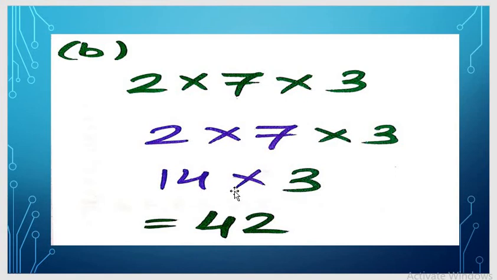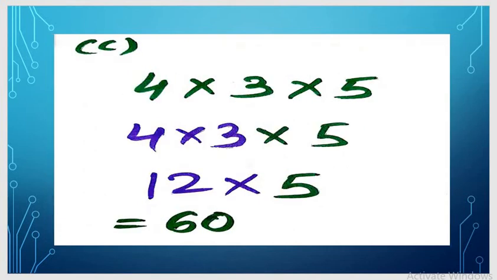We have done this in question number 1. 14 3s how many? 42. But again I'll repeat: 2 multiplied by 7 multiplied by 3. First 2 7s are 14, then multiply by 3 as it is. 14 3s are 42. Got my point, all students?